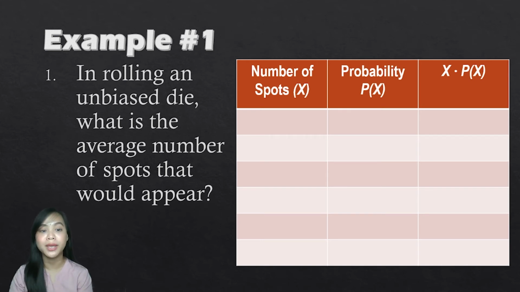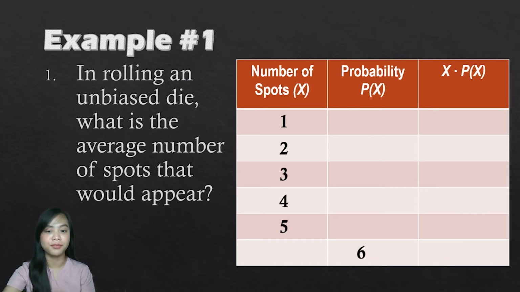So for the number of spots, we have 6 sides of the die, which has 1, 2, 3, 4, 5, 6 for our outcome. So since there are 6 sides, each side has a number of spots from 1 to 6. So those are our random variable values, the x values. And what are the probabilities of these 6 values, from 1 to 6?